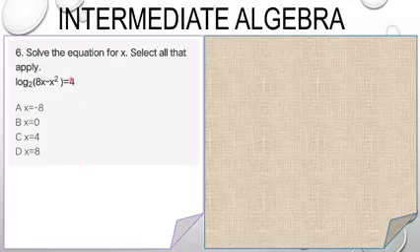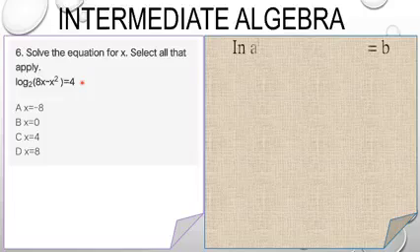Number 6. Solve the equation for x. Select all that apply. So we have the log of 8x minus x squared to the base 2 is equal to 4. So here, we have a logarithmic function. So how are we going to solve for the logarithmic function? This part is a bit tricky.